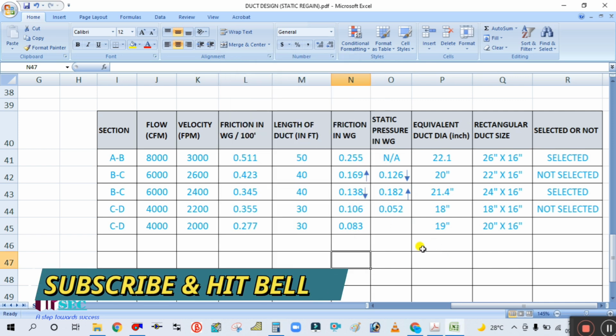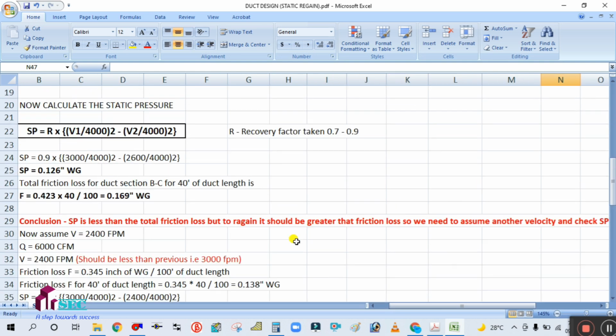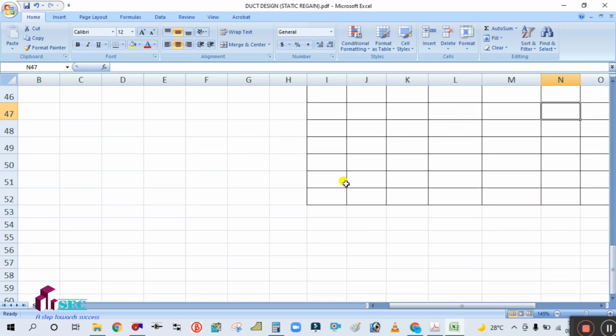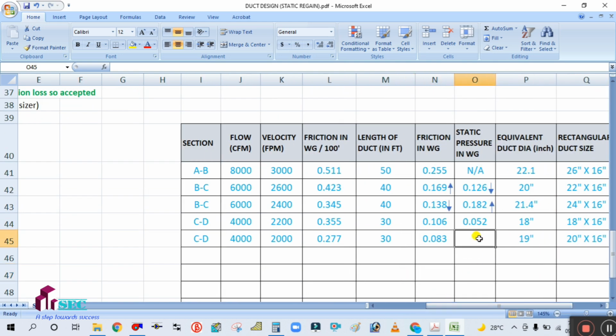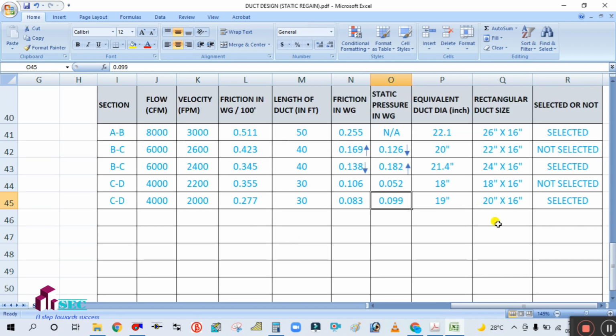So 0.099. Okay, R is nothing but, you can see here, where is R? Recovery factor. So now we are getting here 0.099. So now we have to check which one is the greater. So is 0.08 greater or is 0.09 greater? That means this value is greater. Okay, so 0.09. That means this duct size is accepted, selected. Always the static pressure should be greater than the friction loss. These two values you need to consider here. So this duct size is accepted.